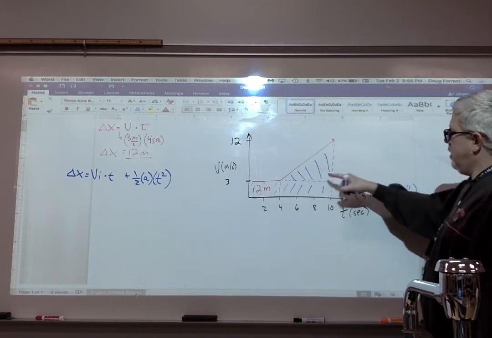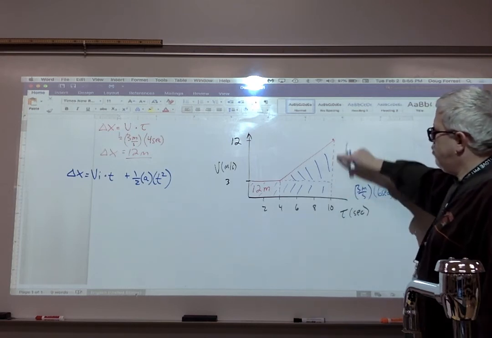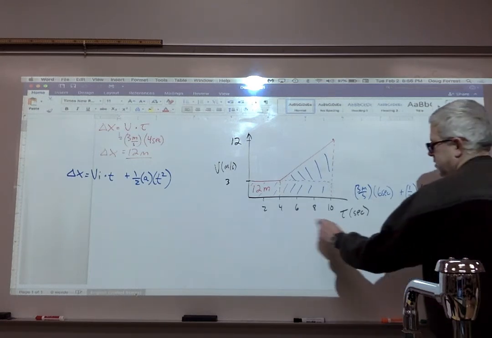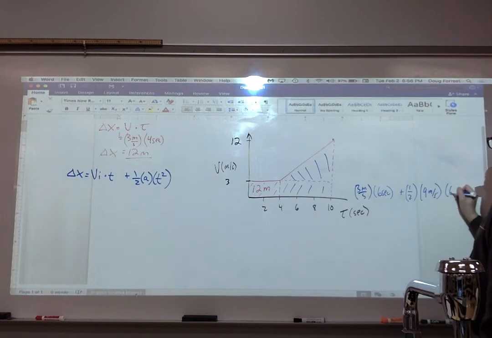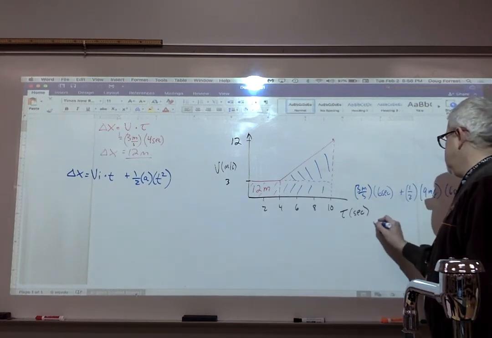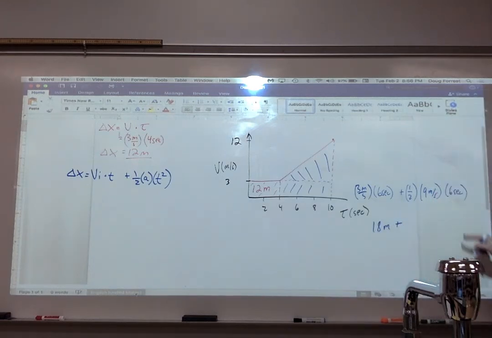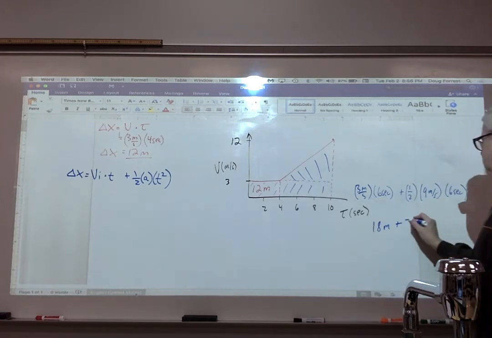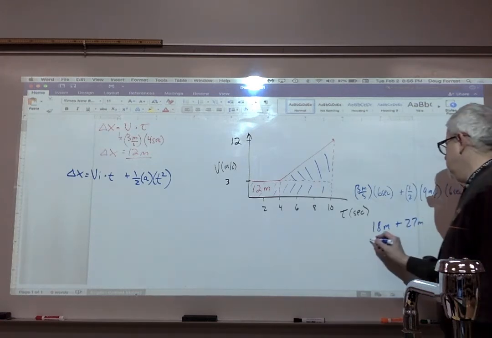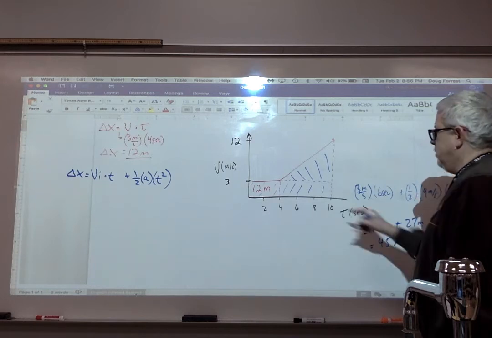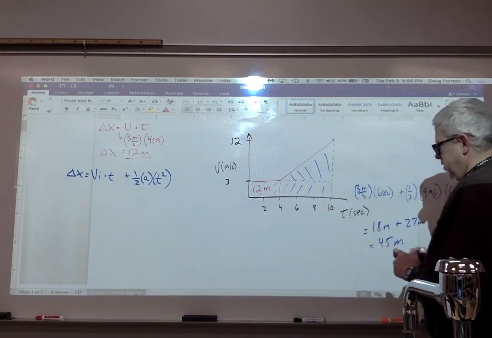Plus 1/2. The height here, 12 minus 3 is 9. And the time is, again, 6 seconds. So this would come out to 3 times 6 is 18 meters, plus 1/2 times 9 times 6, 54 times 1/2, that's 27 meters. So that would equal 45 meters during this time interval from 4 to 10 seconds.